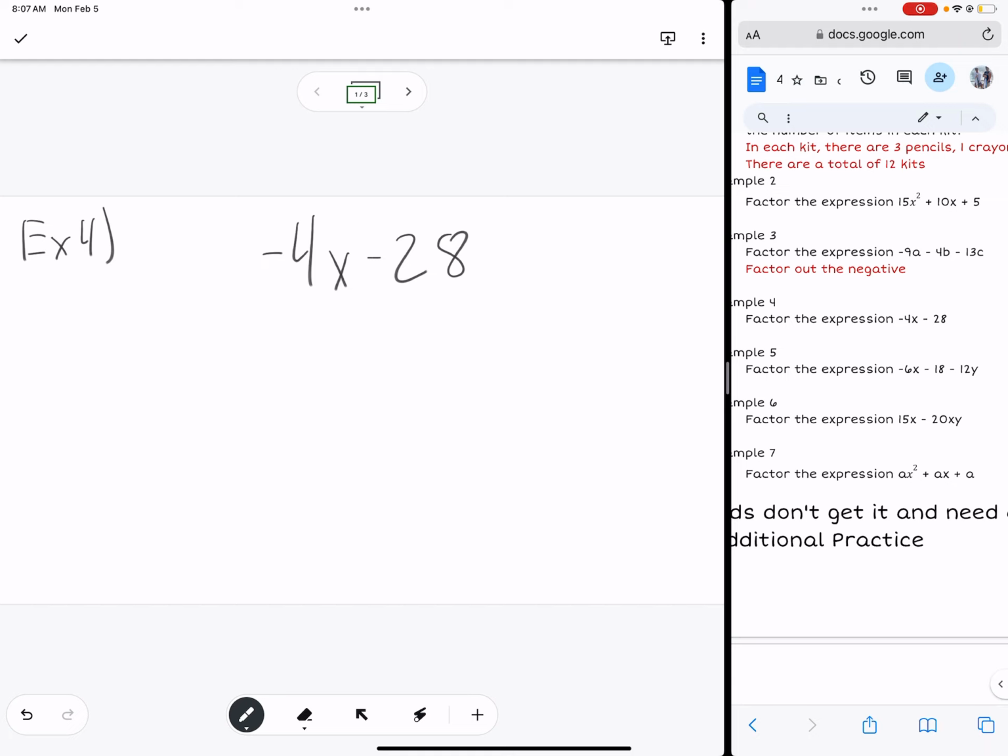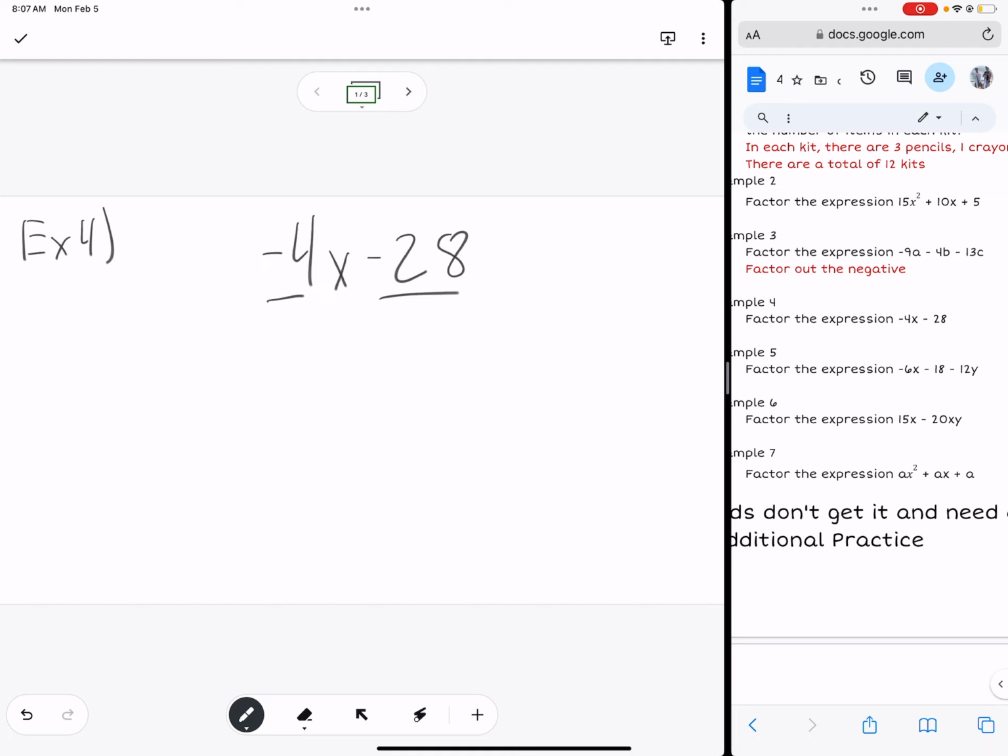Xavier, quit talking. We have another expression. Let's go with Giselle. Obviously Giselle, what number could you divide both by? You could divide by 4. But let's take another step further. It's not just a 4 we can divide this by. What else can we divide it by?